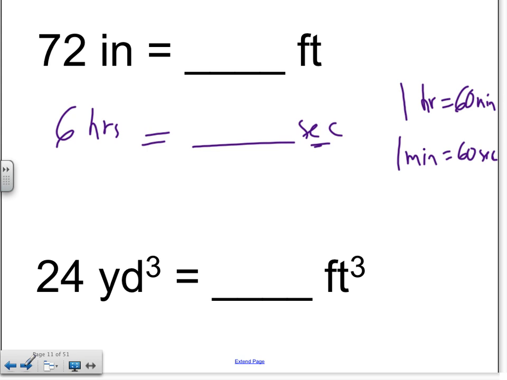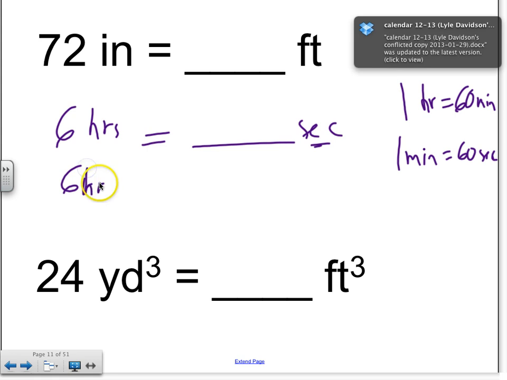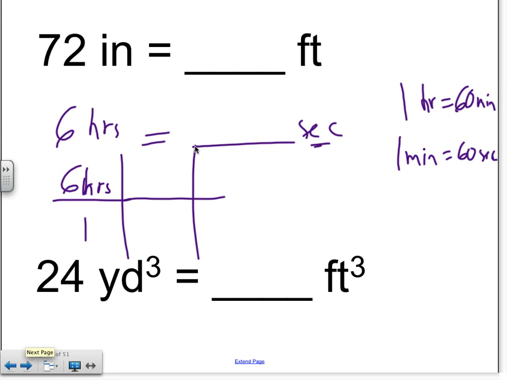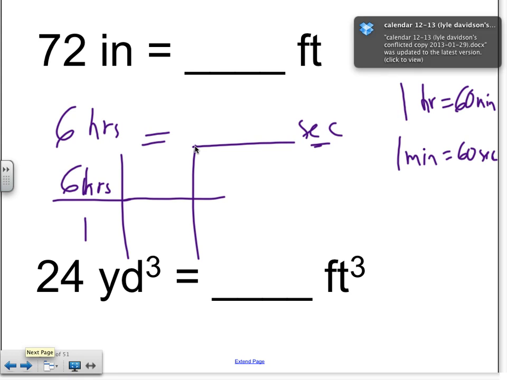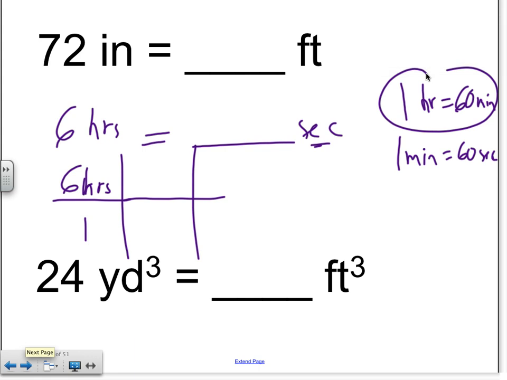Here's your dimensional analysis. 6 hours. This is what I start with, okay? Next thing, what is my conversion rate for hours? Is there anything that helps about hours? Okay, so I have 60 minutes equals 1 hour. Where do you put the 1 hour? Top or bottom? Bottom, so you can cancel out the unit. Very good. So I put 1 hour here, and that's going to be 60 minutes up top.